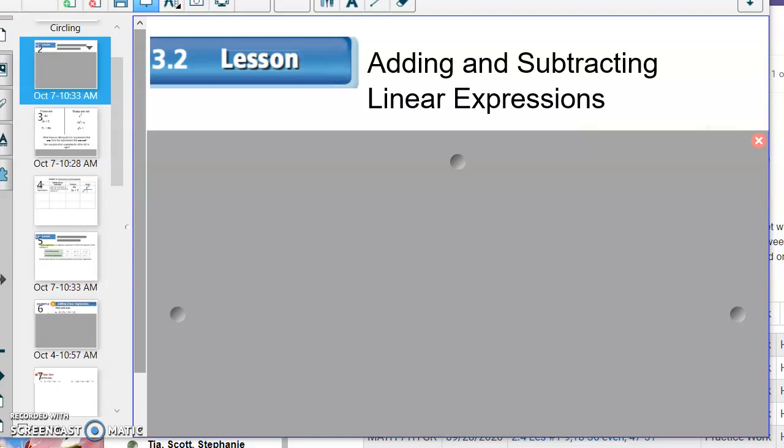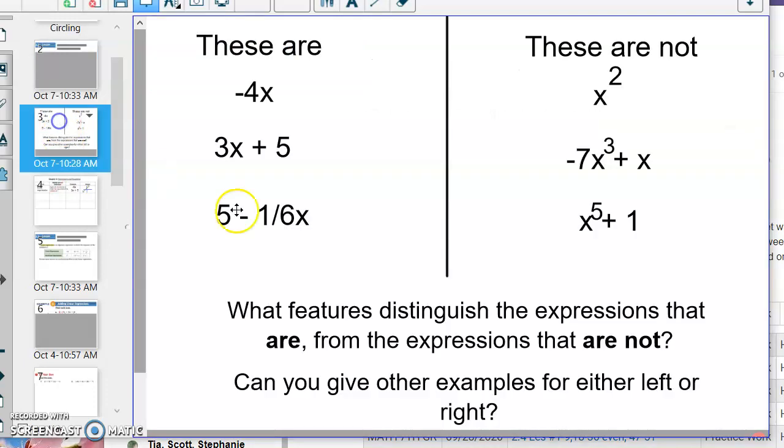Hello, welcome to my lesson on adding and subtracting linear expressions. First slide, these are examples of things that are, and these are examples of things that are not. So what features distinguish things that are and are not?